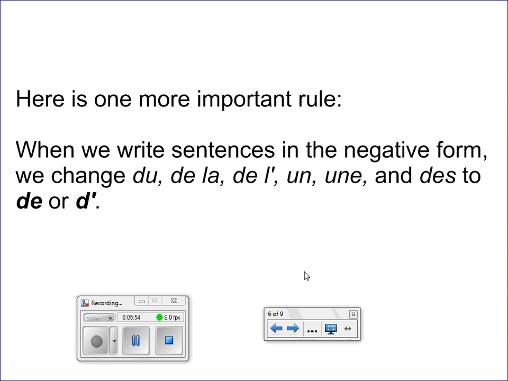Okay, here's one more important rule. When we write sentences in the negative form, we change du, de la, de l', un, and des to simply de or d'. We would use d' if the next word started with a vowel.